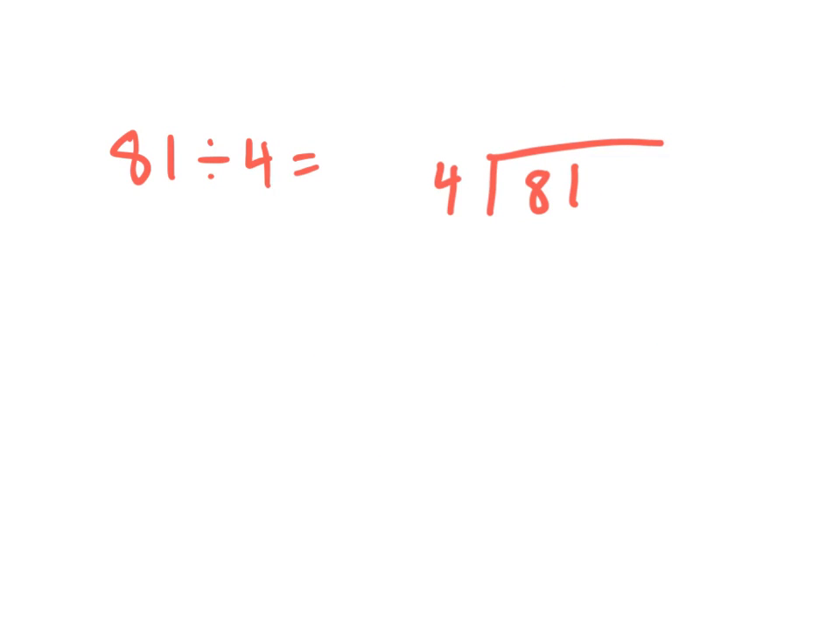First, come up with an estimate and then try to solve this problem on your own. I know that 80 divided by 4 is 20, so I'm guessing somewhere in the 20 range. To actually solve this, I asked myself, how many times does 4 go into 8? And that's 2 times. 4 times 2 is 8.